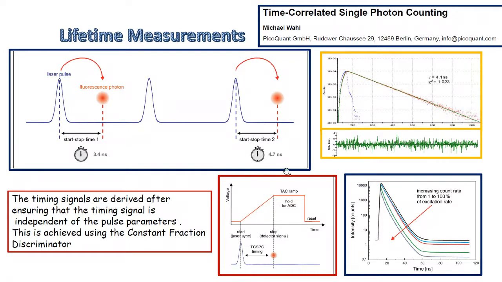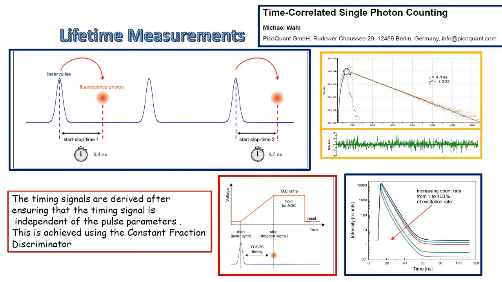But that is done in what we call the time to amplitude converter, which converts the time difference between the arrival and the stop into a voltage. The voltage is then converted into a digital number, and that number gives me the time between the excitation and the subsequent de-excitation. And this is how you would get a spectrum like this.